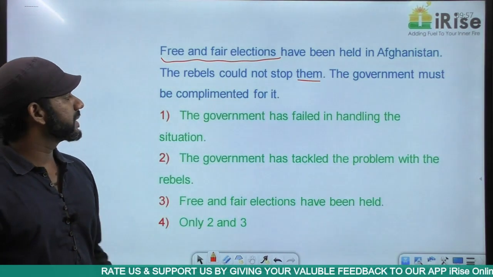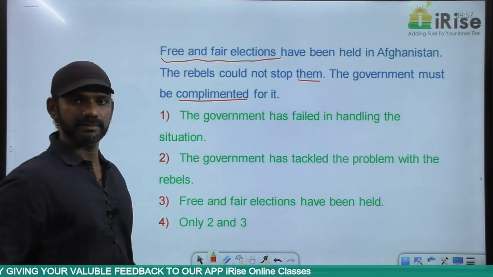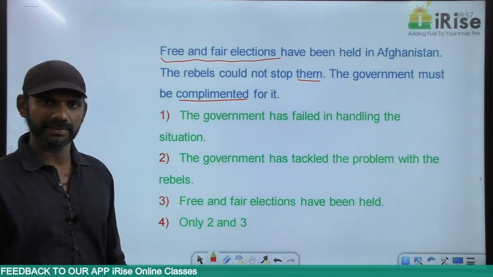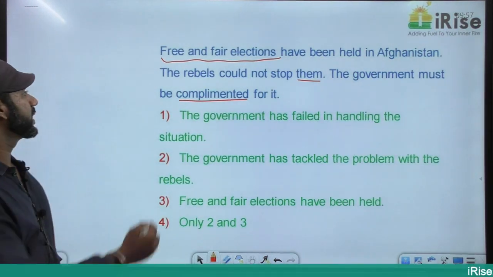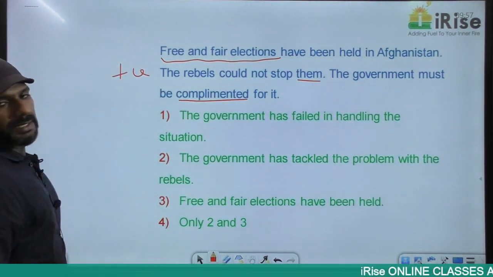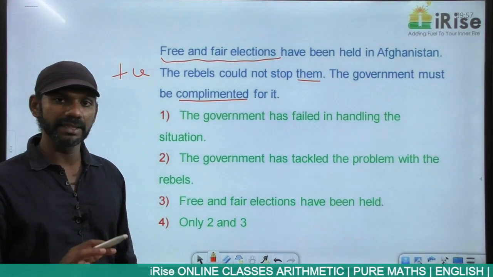The government must be complimented for it. Complimented means appreciated, right? Praised, congratulated. So what is talked about the government in this paragraph is positive. So any option that talks about the government must also be positive, undoubtedly.